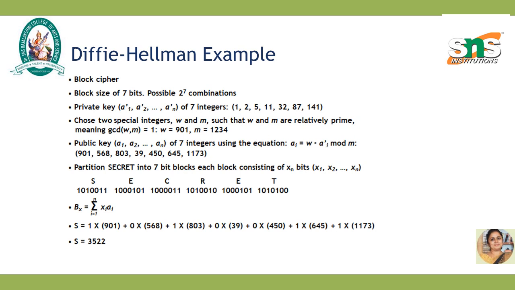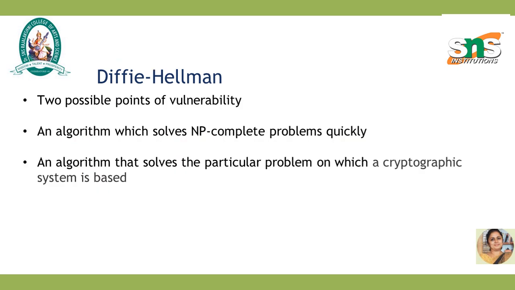Here we can see the word of the secret, and the integer is being transformed from the private key. The formula is the sum from i equal to 1 to n of xi times ai. The formula is applied and we get the block ciphers. There are two possible points of vulnerability: an algorithm which solves NP-complete problems quickly, and an algorithm that solves the particular problem on which the cryptographic system is based.